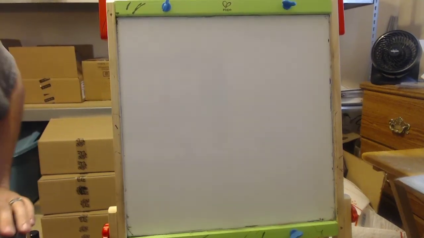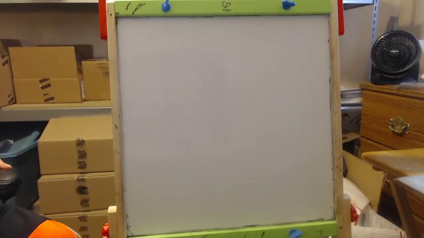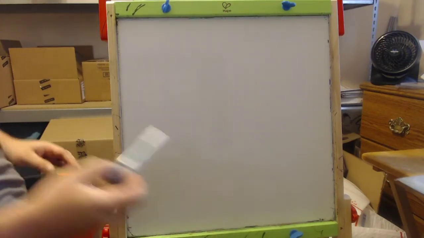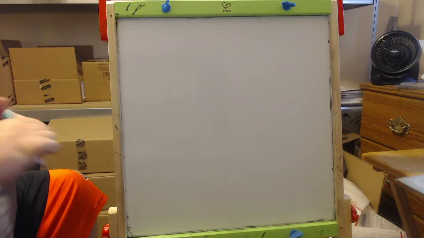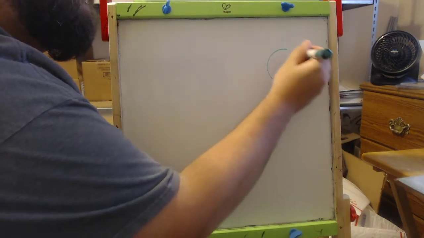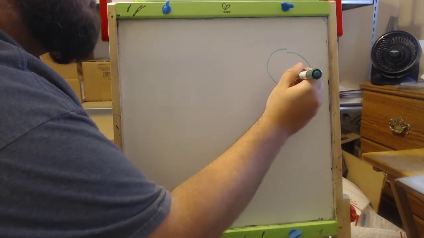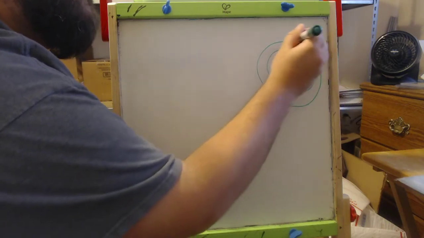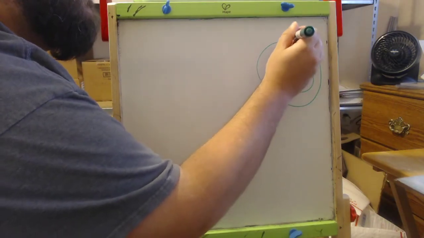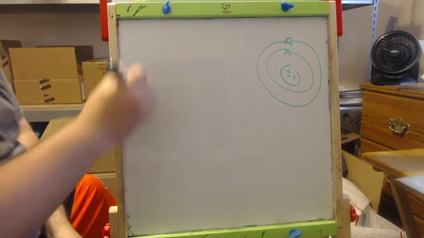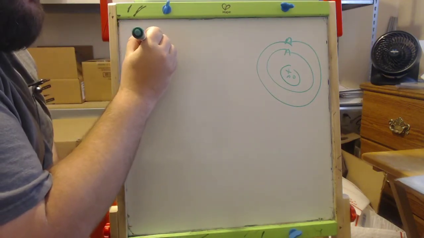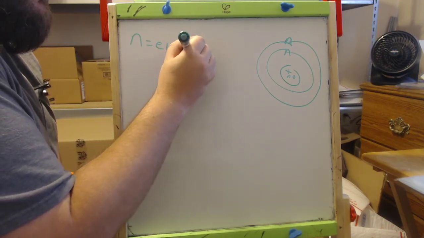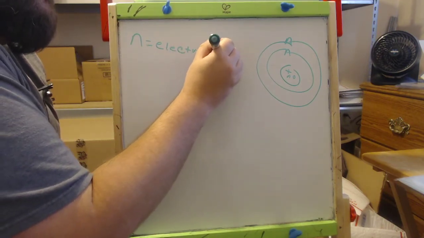All right, quantum numbers. So there are 4 quantum numbers. Okay. So the atom, we got our protons and neutrons in the nucleus, and then we have our layers. And each layer is a level of n. Okay, so n is your electron shell that you're on.